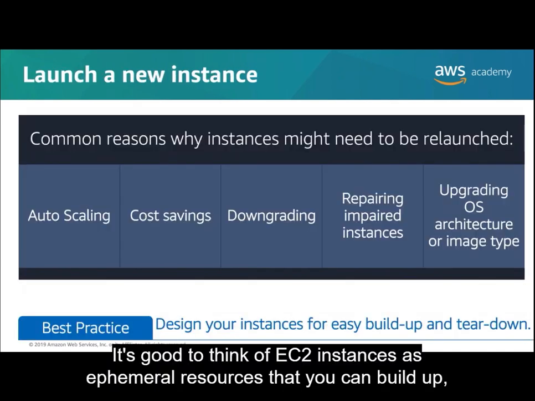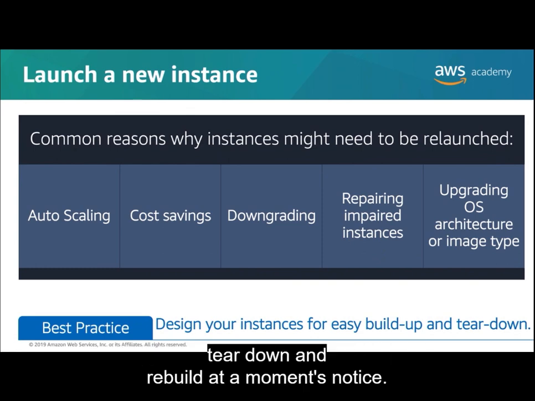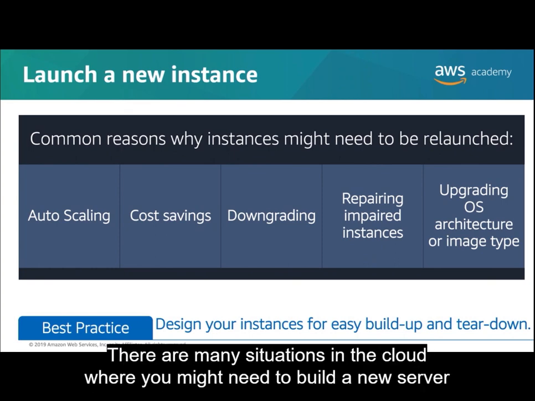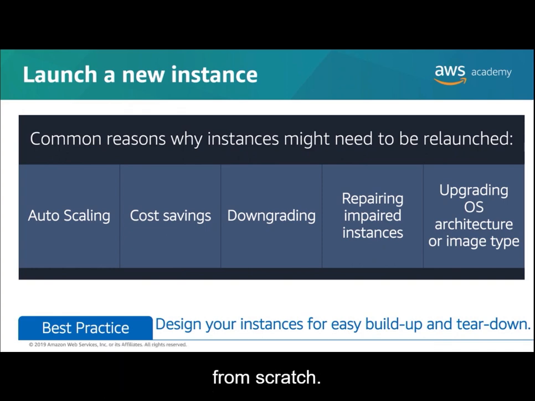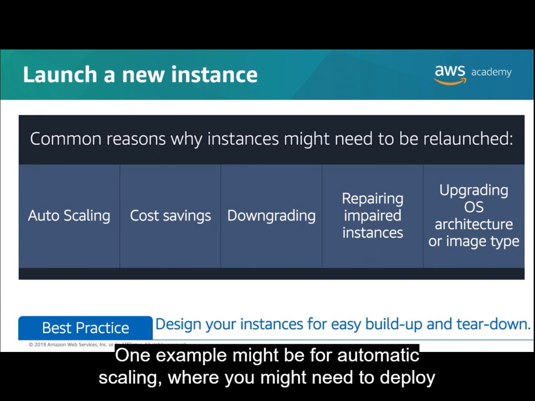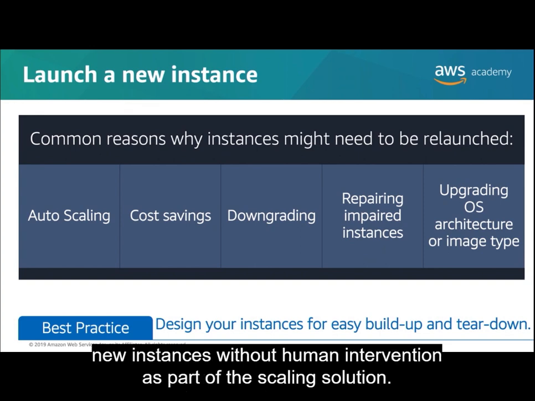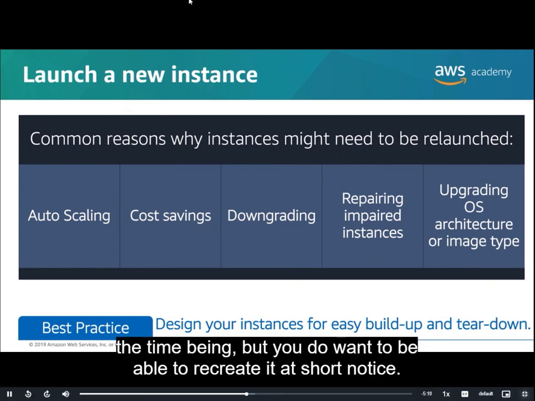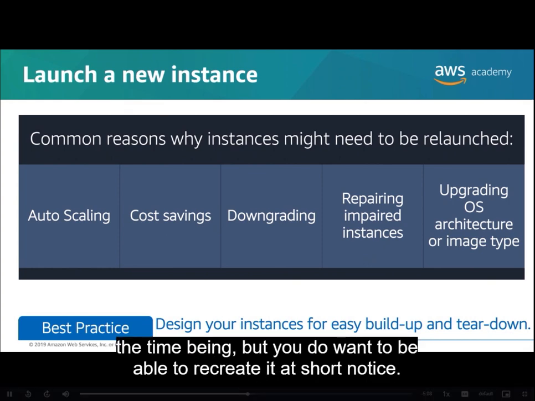It's good to think of EC2 instances as ephemeral resources that you can build up, tear down, and rebuild at a moment's notice. If you're new to cloud computing, this might be a new idea or a new concept. There are many situations in the cloud where you might need to build a new server from scratch. One example might be for automatic scaling, where you might need to deploy new instances without human intervention as part of the scaling solution. For cost savings, you might decide you don't need to keep an instance for the time being, but you do want to be able to recreate it at short notice.